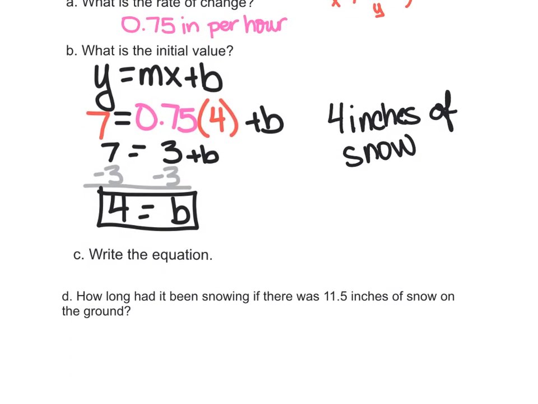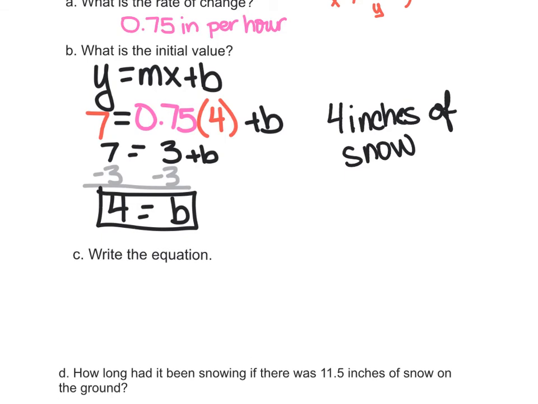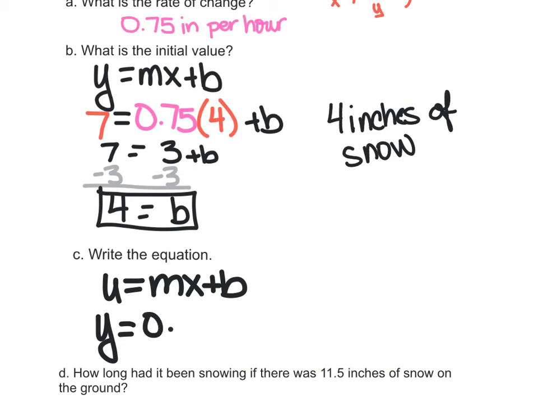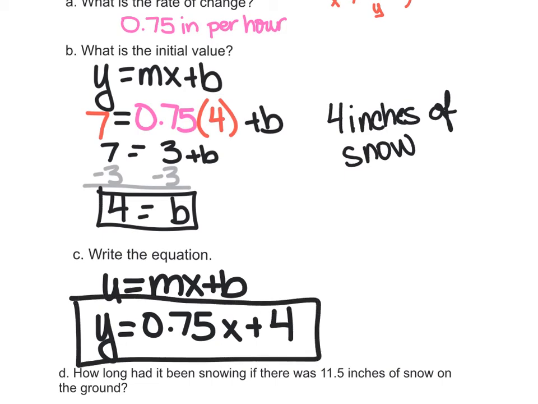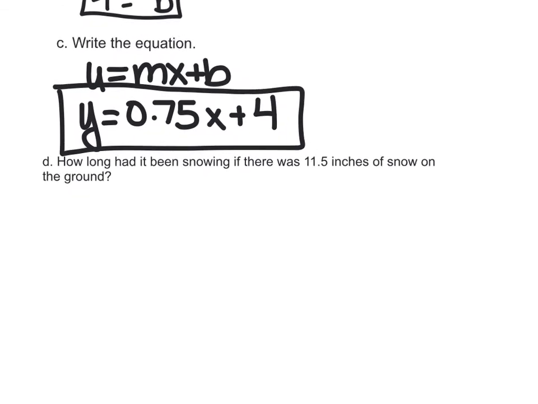Now that we've found all our pieces, we can write our equation. Remember, our general formula is y equals mx plus b. I simply plug in my m, which is my rate of change, in this case 0.75, times x plus my y-intercept, which was 4. And there it is. Now for the last step, which is to use the equation we just made. And the question says, how long had it been snowing if there was 11.5 inches of snow on the ground?